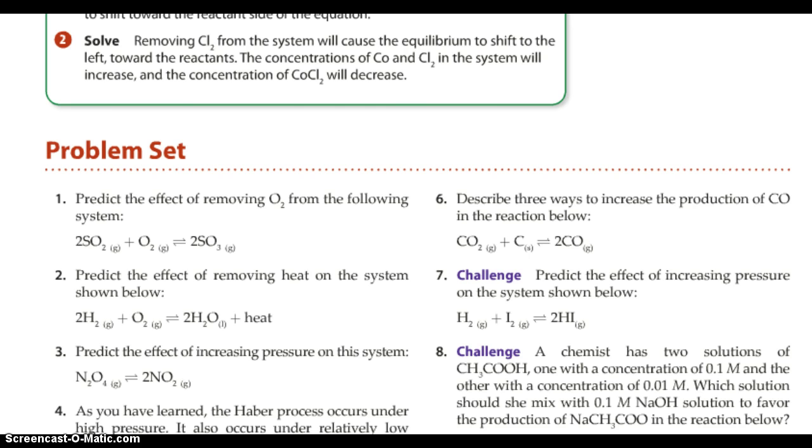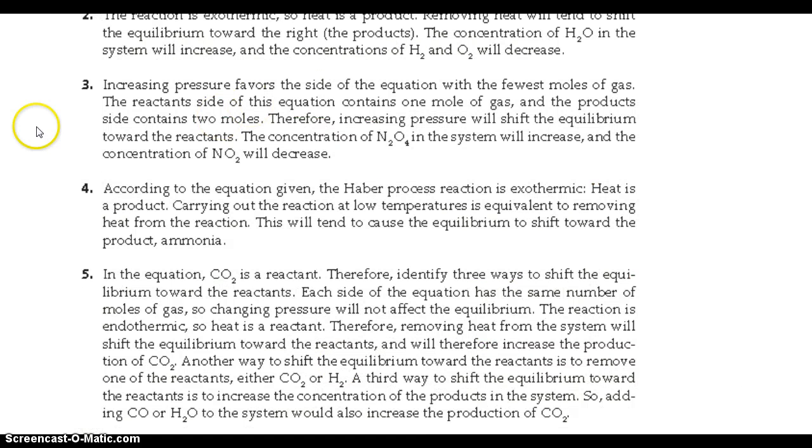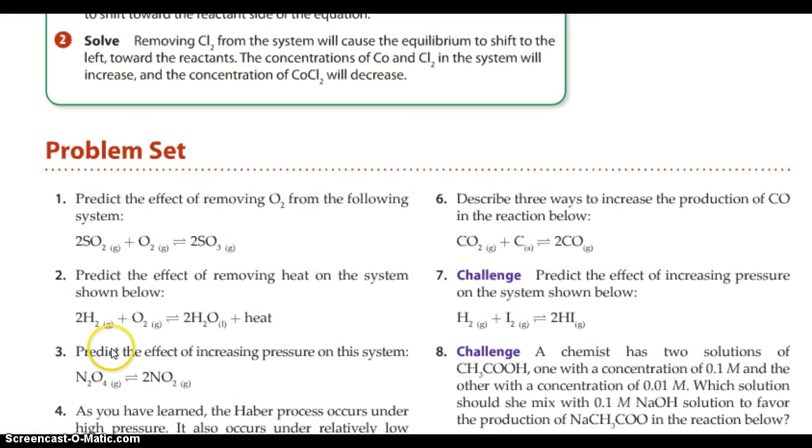So again, because it only has 1 mole of gas versus 2, it will go to the left toward the reactant side. Or if you want to read the official answer, increasing pressure favors the side of the equation with the fewest moles of gas. The reactant side of the equation contains 1 mole of gas, and the product side contains 2 moles. Therefore, increasing pressure will shift the equilibrium toward the reactants, or to the left. The concentration of N2O4 in the system will increase, and the concentration of NO2 will decrease, because we want more of these molecules. That's it.